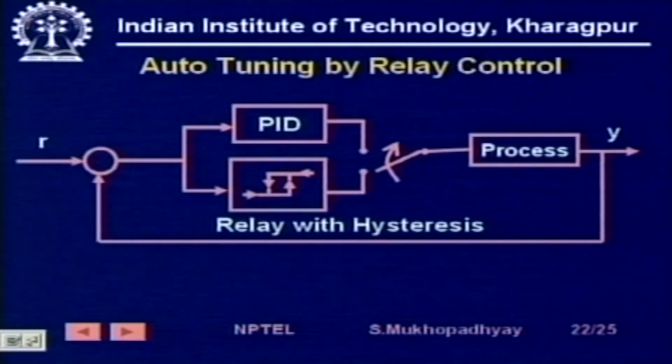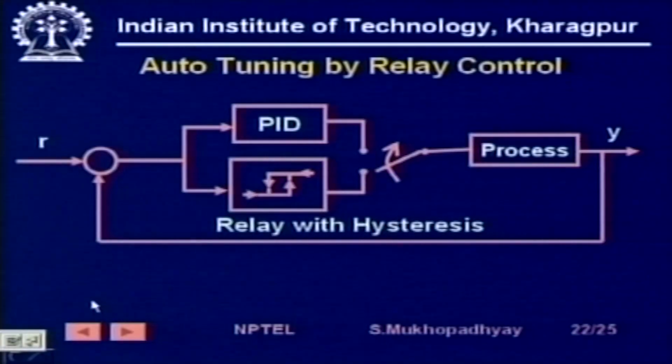In such a case, there is a nice procedure which says to set up the control loop like this. You have the normal PID controller and you have a relay with hysteresis here. What does it mean? If the error goes positive, then the relay will switch in one direction. If it is negative, it will switch in the other direction.